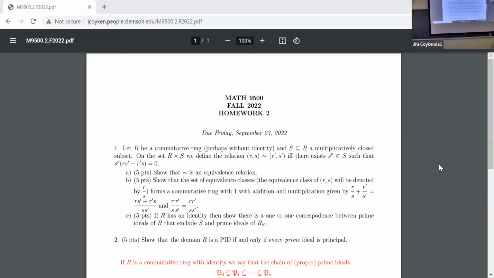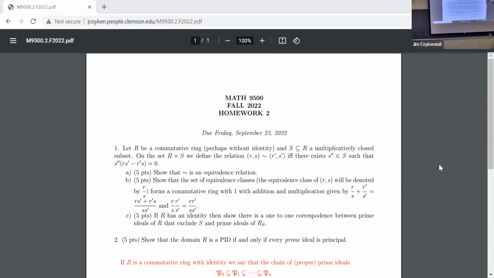So now we get one. That's kind of the gotcha: even if R doesn't have an identity, this construction will pick up an identity, with addition and multiplication given respectively like we've seen before.